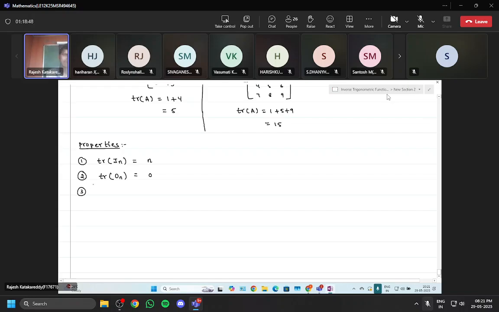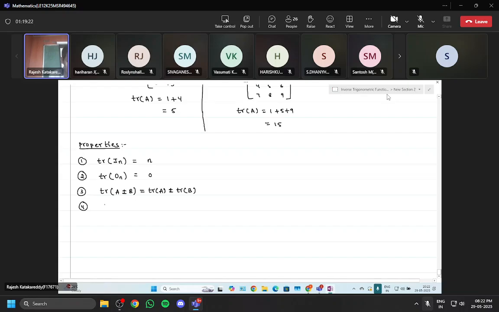Now I can say trace is distributive over addition and subtraction as well. Let's say two matrices are there. For the trace of A plus or minus B, I can write trace A plus or minus trace B. You take any two matrices, you are adding them or subtracting them, and you want to find the trace; no need to find it for the sum, you can do it individually and add or subtract. Trace is distributive over addition and subtraction.